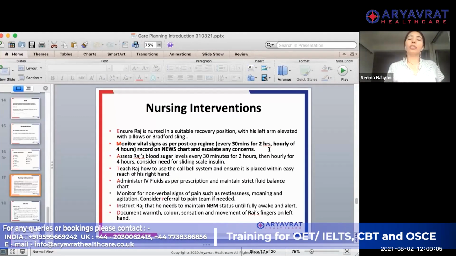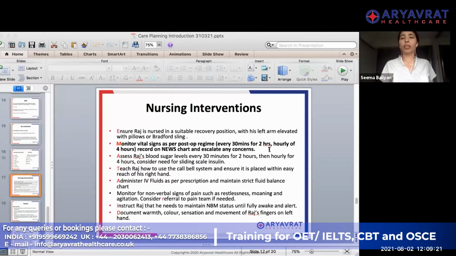So this is just an example. You don't have to fully copy this. You have to think of what your interventions are going to be and document accordingly. But you can use this mnemonic, I-M-I-T-E-R-A-T-E, to give you a structure for how you are going to write the care plan.